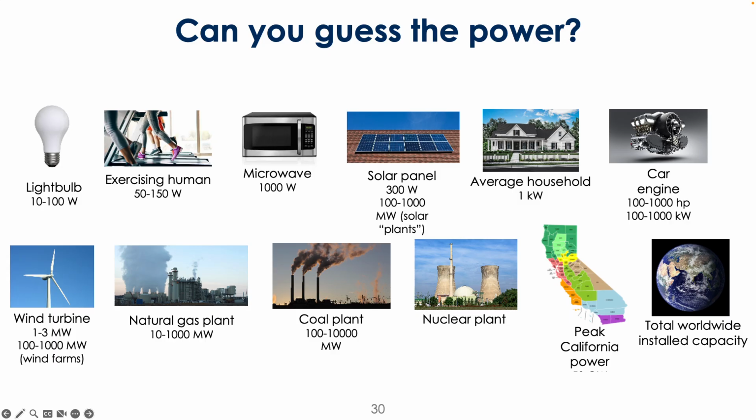Nuclear plants, so these don't really get smaller than a gigawatt, and we'll talk about why later on. But you can think of these as maybe 1,000 to, okay, not 10,000 megawatts, but a couple gigawatts. But we're in that range.